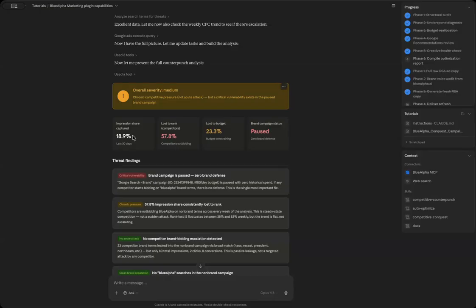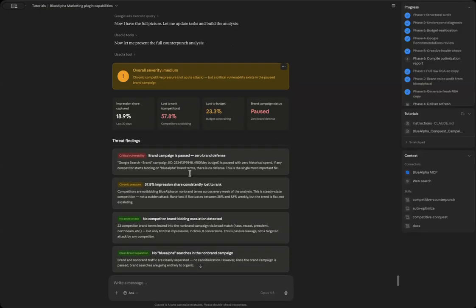Impression share captured is 18.9% over the last 2 days, very little. Lost to rank, so lost to competitors, is almost 60%, which means our competitors are outbidding us, which is a bit of an alarming insight. And then lost to budget is 23.3%, which is budget constraints. And then yes, we have this one brand campaign paused.